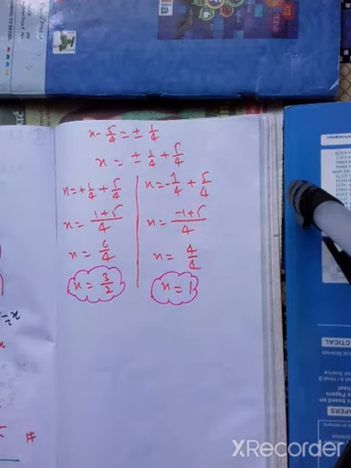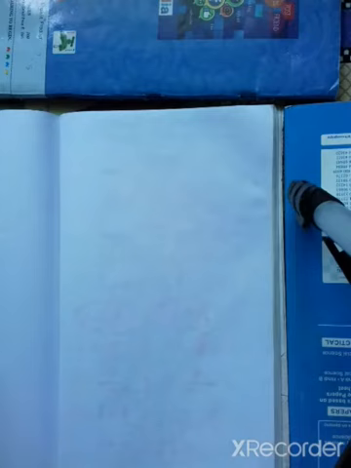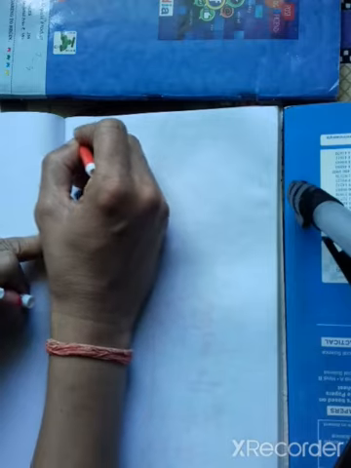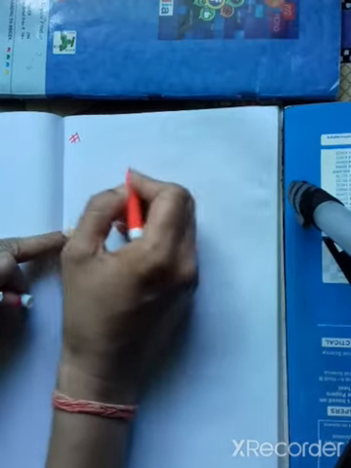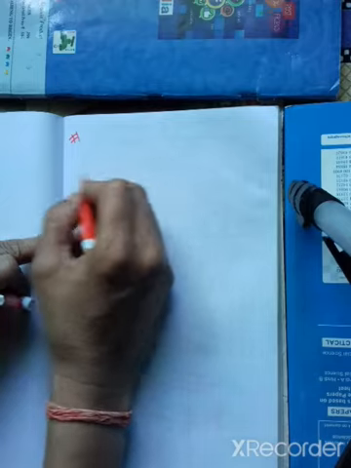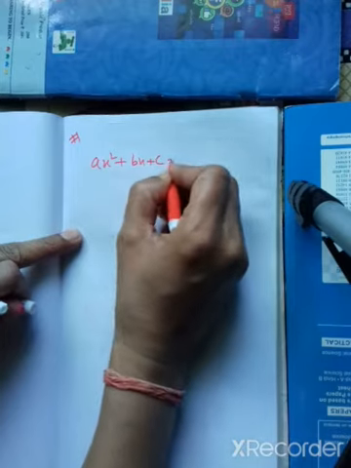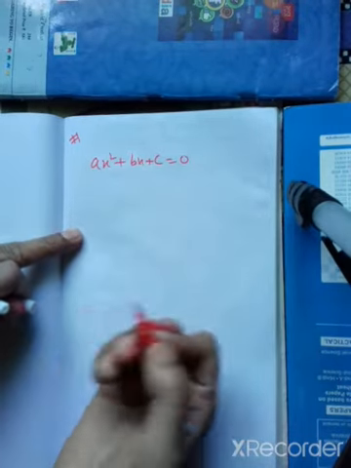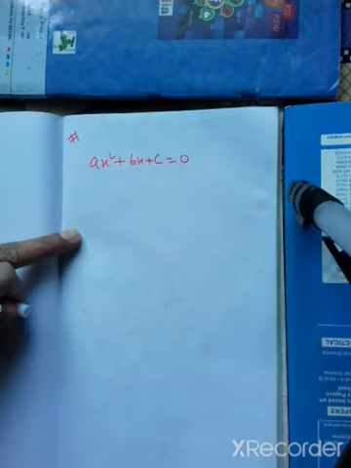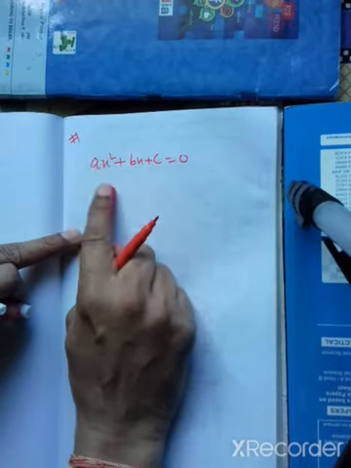Now with the help of this method, completing the square, let us learn how to find the quadratic formula. As we know, a standard form of a quadratic equation is ax square plus bx plus c is equal to 0, where a, b, c are real numbers and a is not equal to 0. I am going to apply completing the square here.